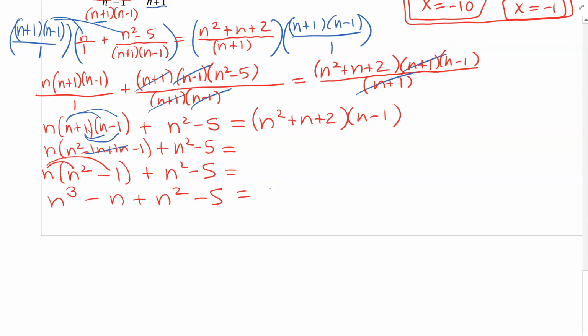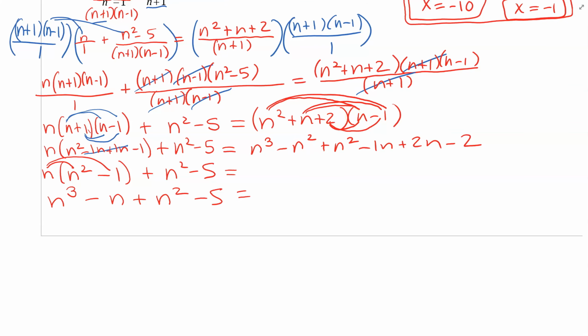Meanwhile, on the right, I'm going to distribute everything. So I get n squared minus n is n cubed. n squared minus 1 is negative n squared. Then I do this one. n times n is positive n squared. n times negative 1 is negative 1n. And then this one. 2 times n is 2n. 2 times negative 1 is negative 2. So basically, you just have to distribute 3 times: n squared to each of those, n to each of those, and 2 to each of those. And then combine like terms.